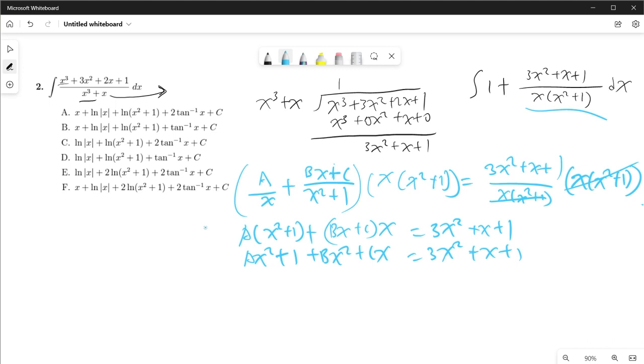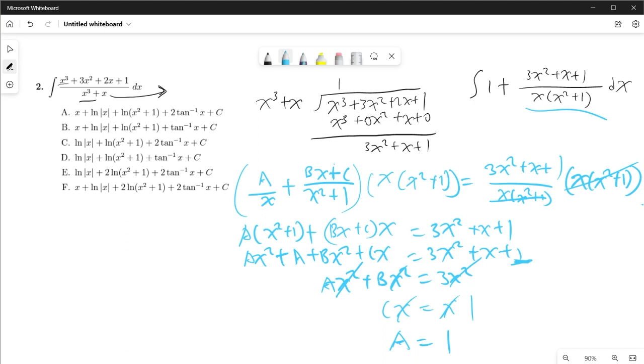So I have ax squared plus bx squared equal to 3x squared, and then the x squared can cancel out. For the x power, I have cx equal to x. So c will equal 1, whereas a, the only constant term, will equal 1, matching the only constant term here.